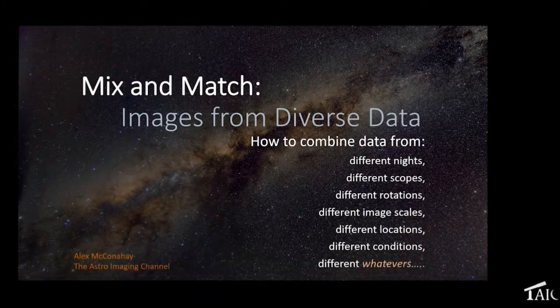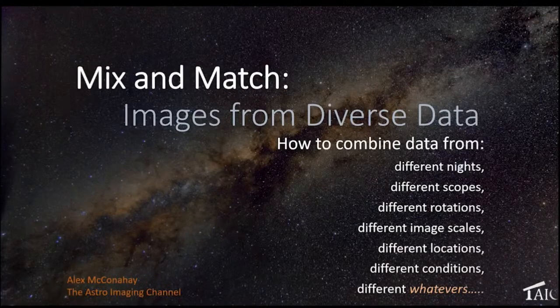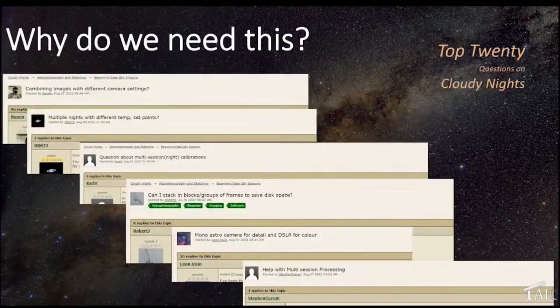Let's mix and match. You need to mix and match when you have subs with diverse data. Diverse data comes from a number of things. You've taken pictures on different nights, with different scopes. Maybe your camera was at a different rotation. Why do these things happen? Well, it could be because you goofed, and it could be because you are trying something different. But in either case, you need to mix and match.